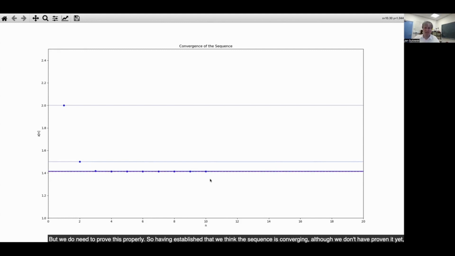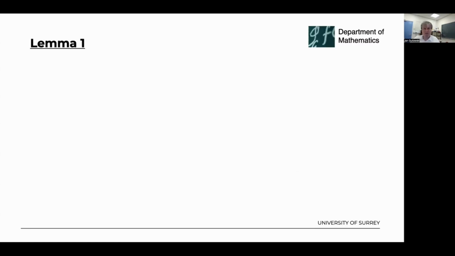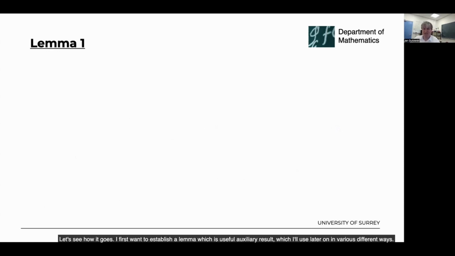So having established that we think the sequence is converging, although we haven't proven it yet, we can work towards a proper proof. And that's actually quite straightforward. Right. So now I want to present the formal proof that the square root of 2 actually exists. Let's see how it goes.